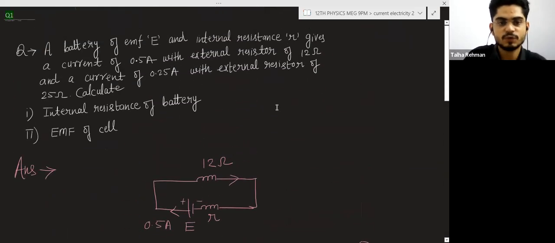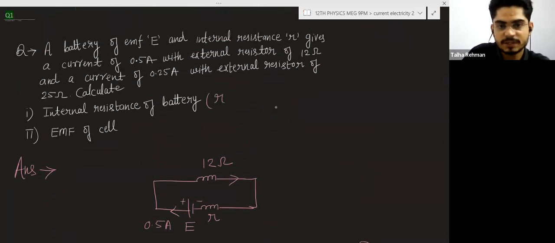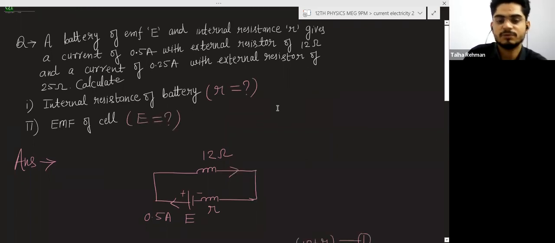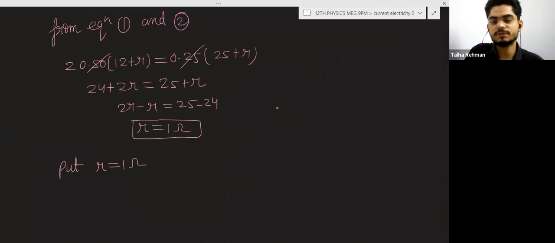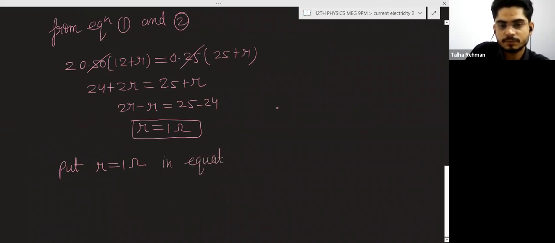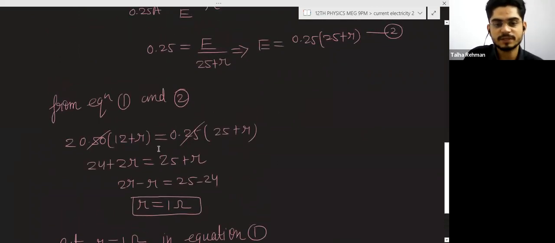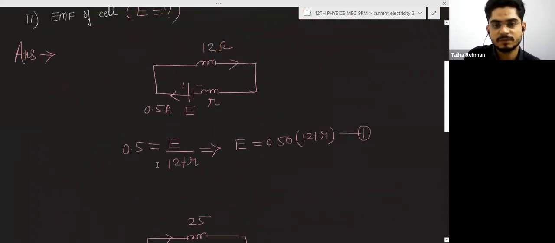Internal resistance, you have calculated the internal resistance R. Now you have to calculate the EMF. For that, you will put the value of R in either equation 1 or equation 2. So I am putting it in equation 1. This is the calculation part.